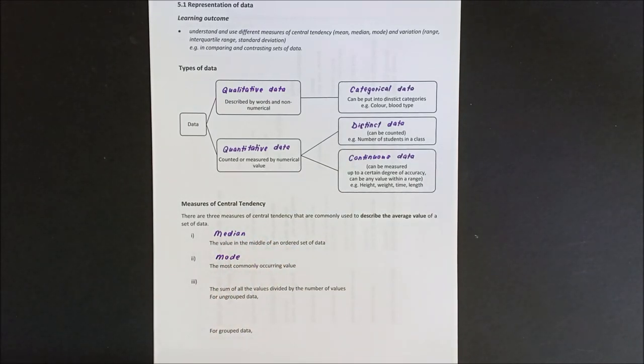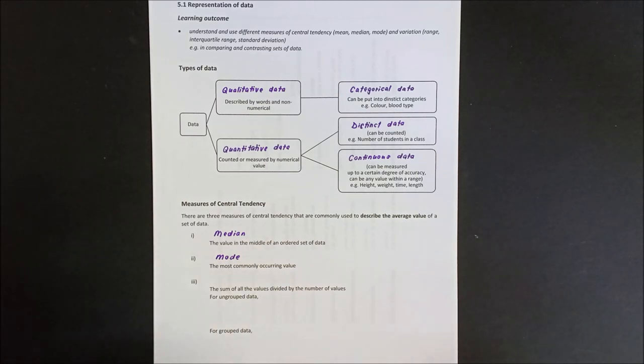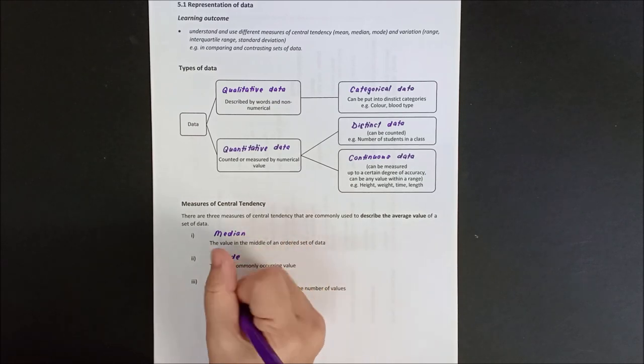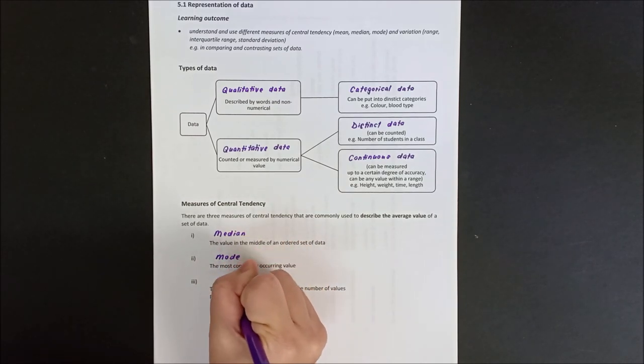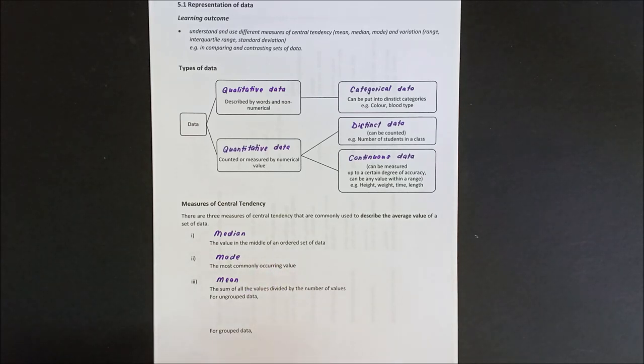Okay, so mode, M-O-D-E. The last one is the sum of all the values divided by the number of values. So this is the normal average that we count. This number, we call it mean. We don't call it average because these three actually represent average. It's just what kind of average you want to find. So that's why the normal average that we use in daily life, we call it mean.